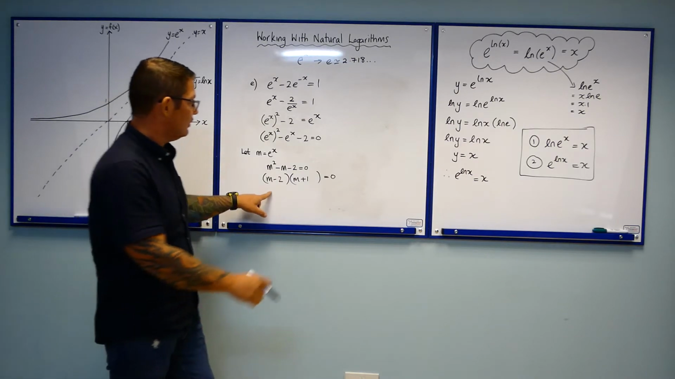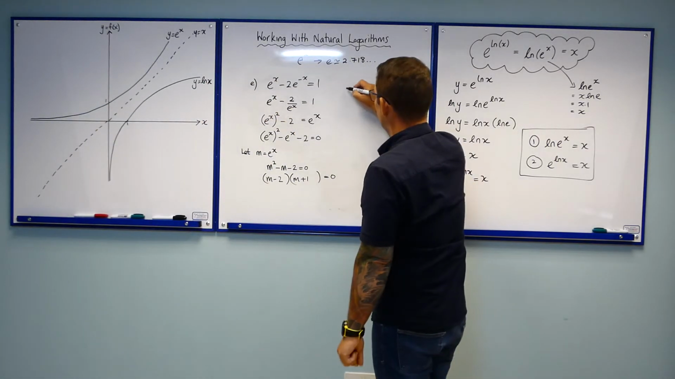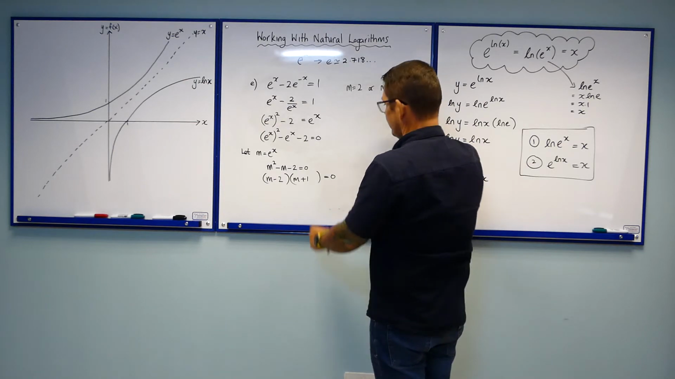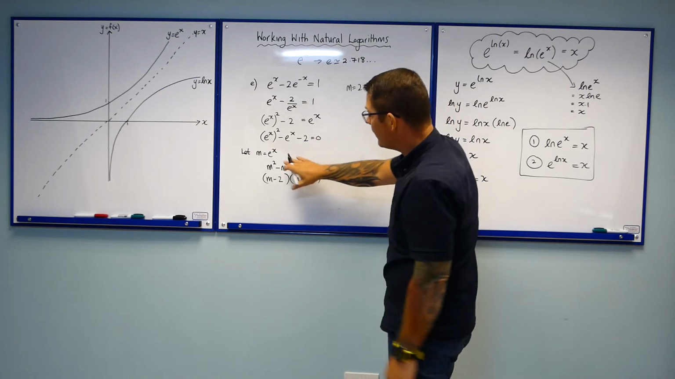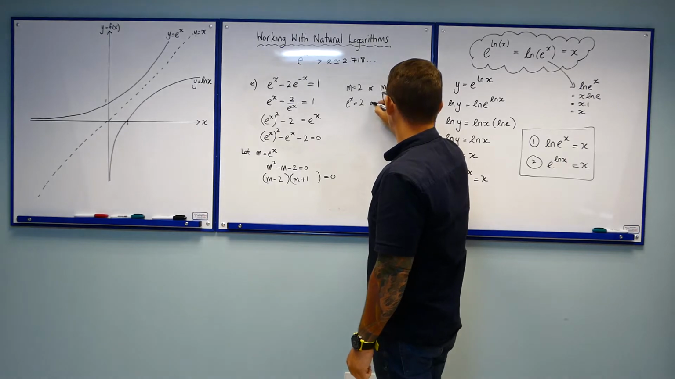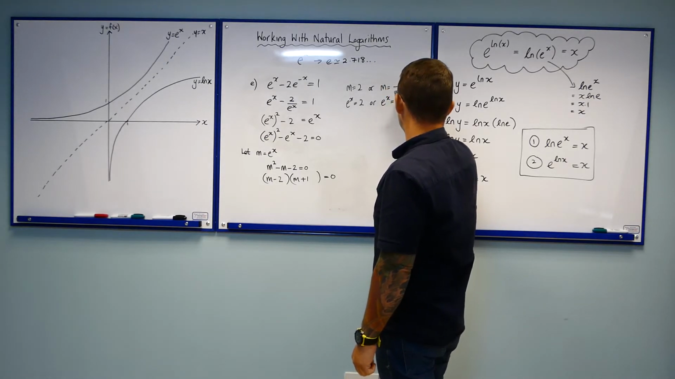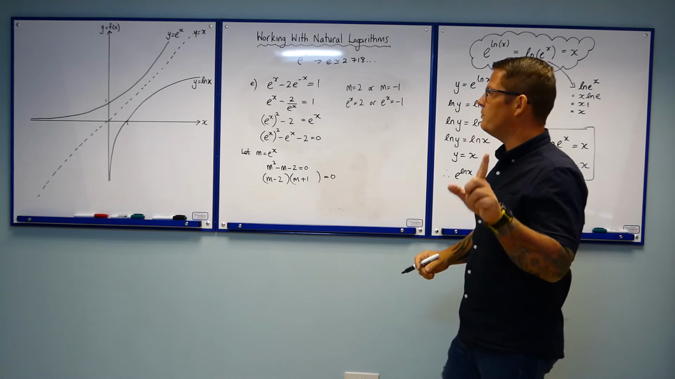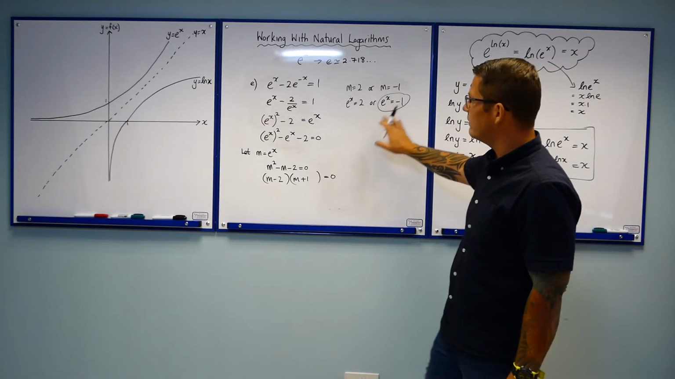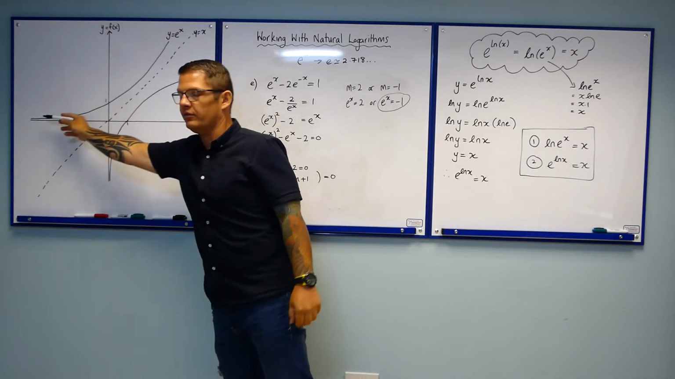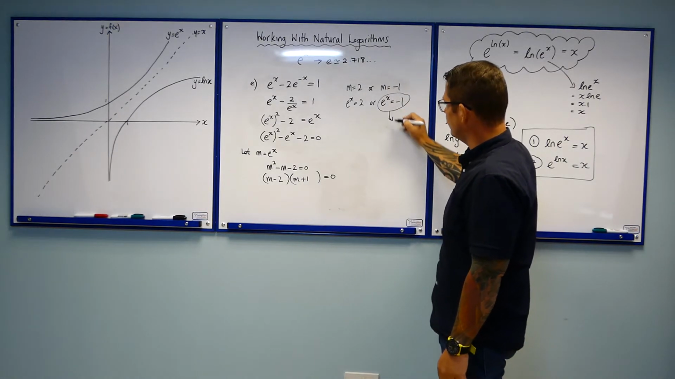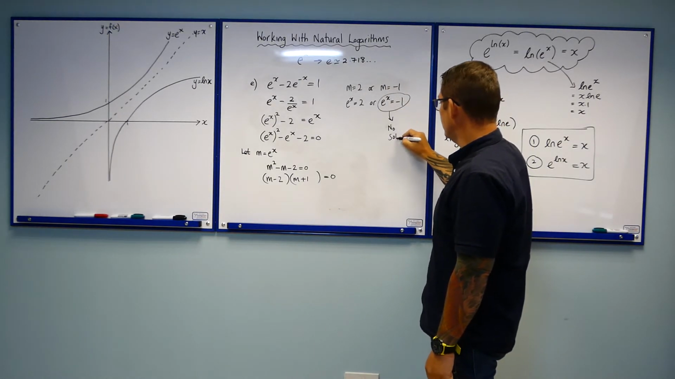This gives you two solutions. We're going to get m equals positive 2 or m equals negative 1. Now I can put my substitution back in. So I get e to the x equals 2 or e to the x equals negative 1. Now this is the bit where you've got to look out. Here, e to the x cannot be negative. E to the x always has a positive solution. It's always above the x-axis. So I'm going to write this down here: no solutions.